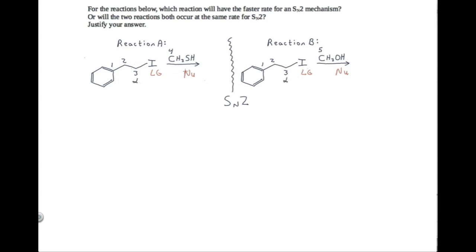Now we need to look for a difference between these two reactions. Well, the leaving groups aren't different. The leaving groups are the same. The alpha carbons aren't different. They're both primary alpha carbons. So we have to focus on the difference in the nucleophiles. And we should know that sulfur is a good nucleophile.